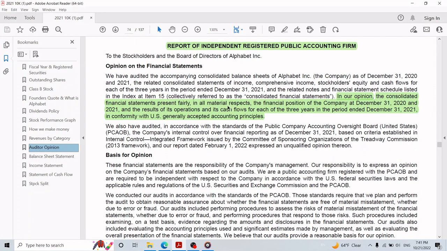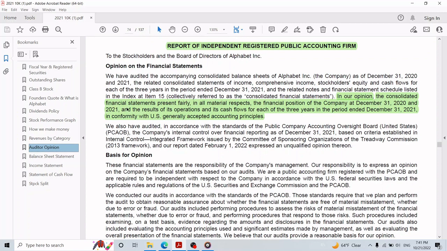Something I think you should check in every annual report is the report of the independent public accounting firm, which is the report of the auditor. Every publicly traded company has to go through an audit of their financial statements. And this highlighted paragraph is a standard paragraph when there is no issue in the financial statements, and that's what we want to see in every annual report.